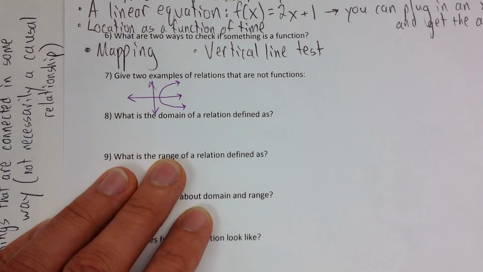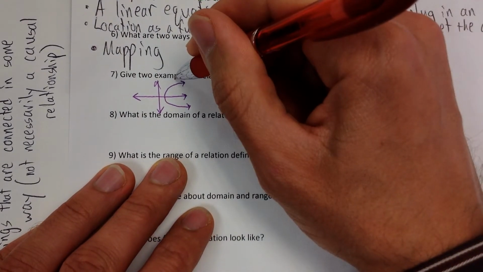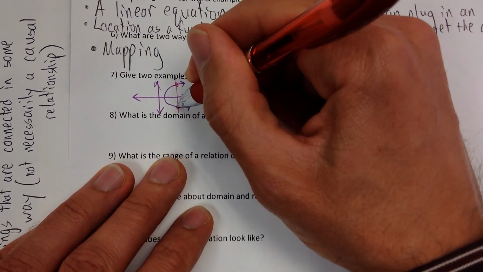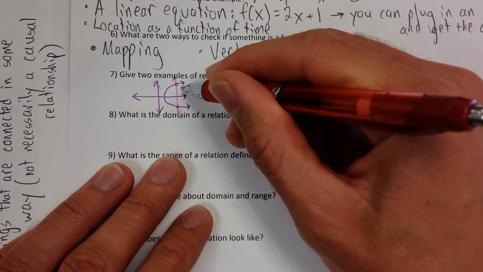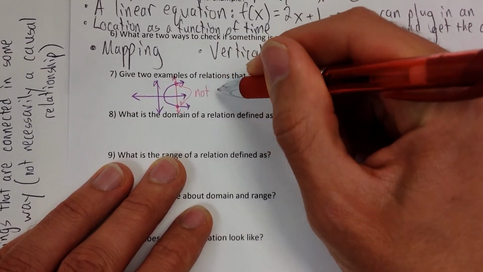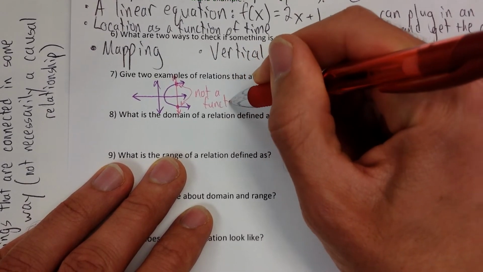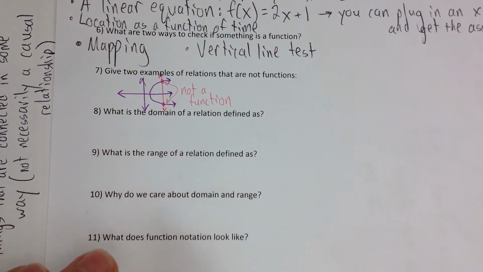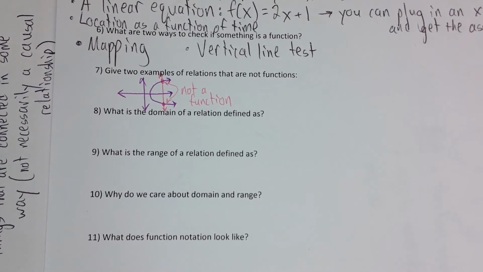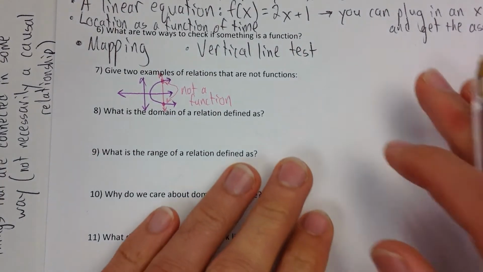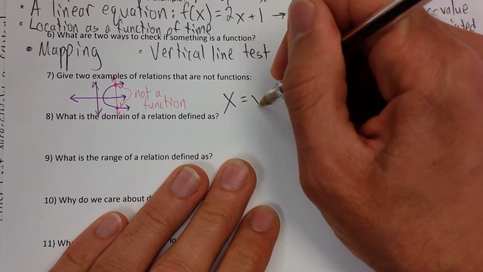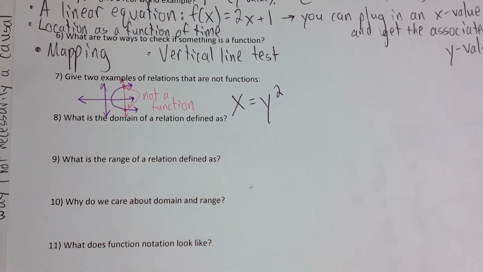Okay, so if you had a sideways parabola, you could draw a vertical line that crossed through more than once. So this is not a function. I'll go to a volunteer to get another example of a relation that's not a function. Something like x equals y squared. Correct. That's an equation for a sideways parabola.